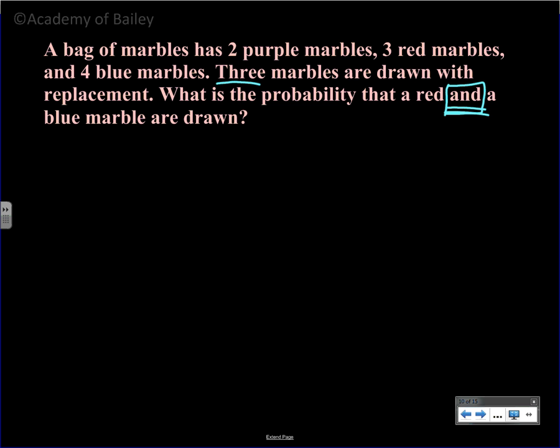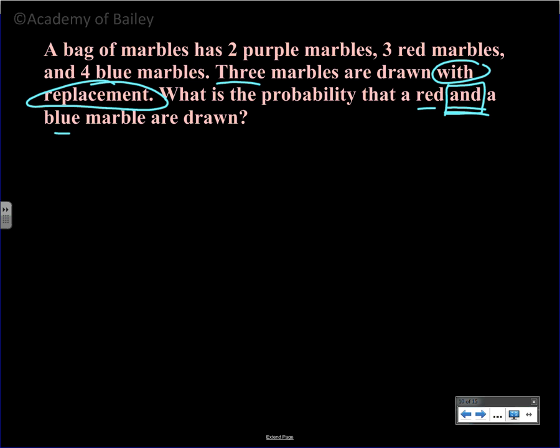And if we notice that, what does it say? Oh, right here. With replacement. So therefore, when you pull a marble out of the bag, you'll put it back. You pull a marble out of the bag and you put it back. And I've only chosen red and blue.